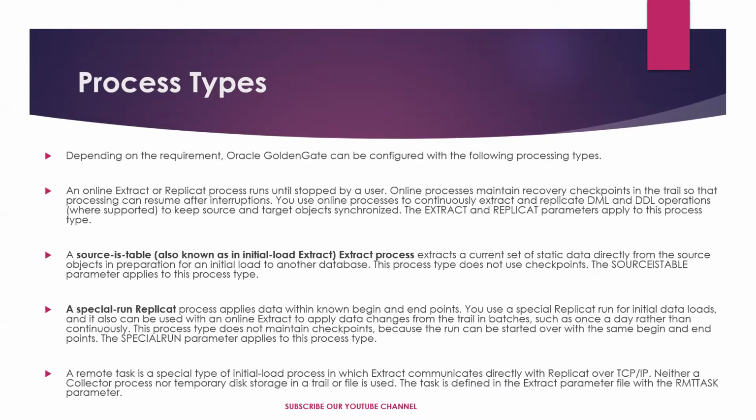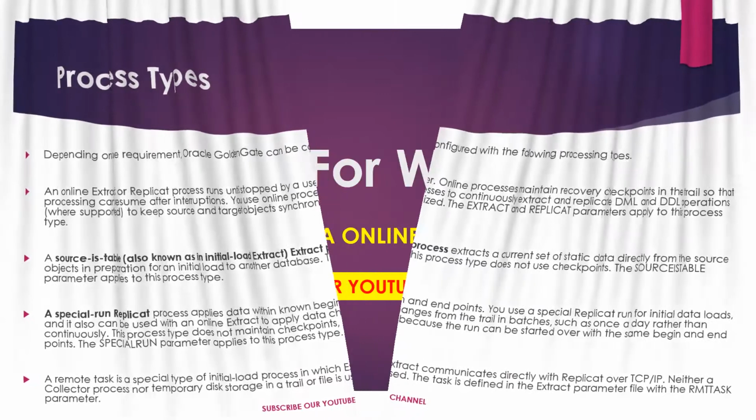Next one is remote task, which is a special type of initial load process in which extract communicates directly to the replicate over TCP/IP. All this communication happens over the TCP/IP network, and neither the collector process nor temporary disk storage in trail files is used. The task is defined in the extract parameter using the remote task parameter. So this is basically about the process type.